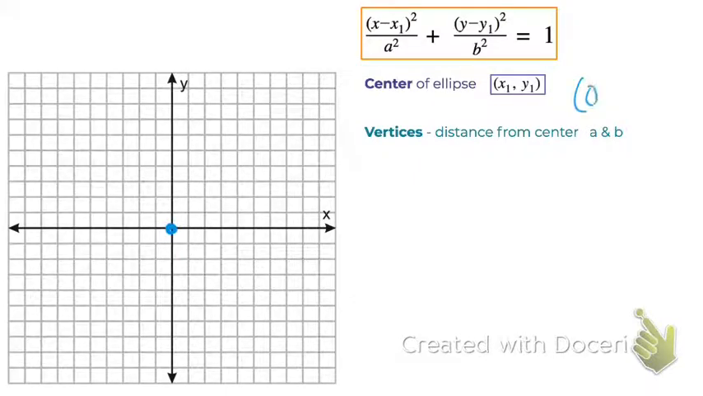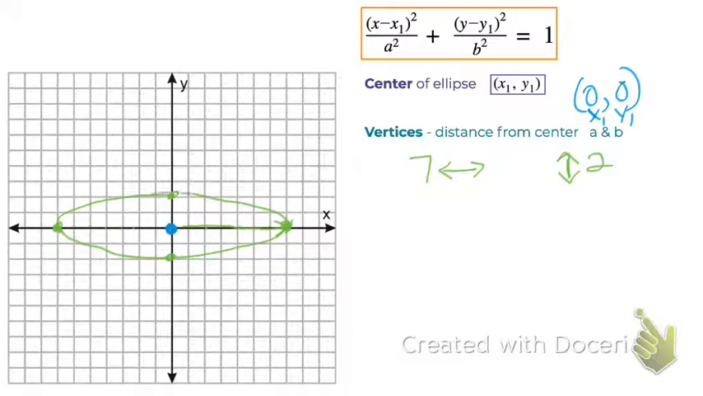So the center is at 0, 0. That's our x1, y1. And let's say this one is 1, 2, 3, 4, 5, 6, 7. 7 to the right and left. So these are our vertices to the right and left. And let's say we go up 2 and down 2. So up and down, it's 2. So these are our vertices.